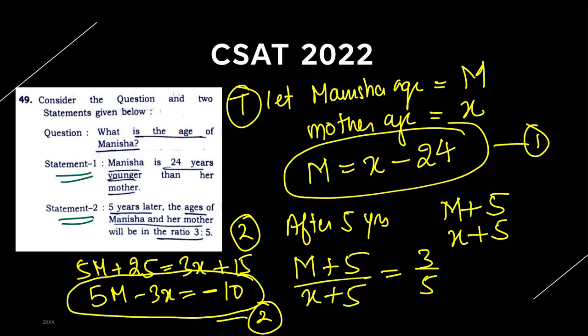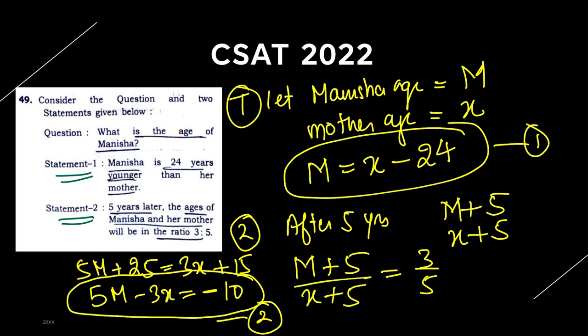Now, if I give you these two equations, m is equal to x minus 20, and 5m minus 3x is minus 10. If you combine these two, will you be able to solve the value of m and x? Yes. So using these two statements together, only then I will be able to find the age of Manisha.